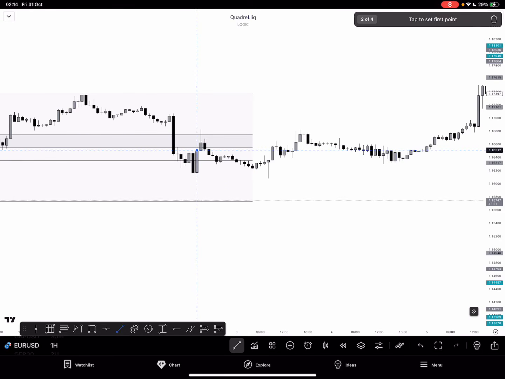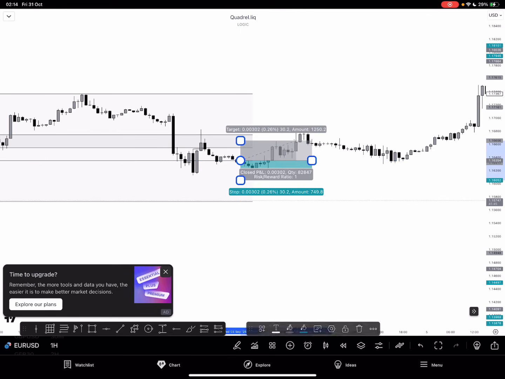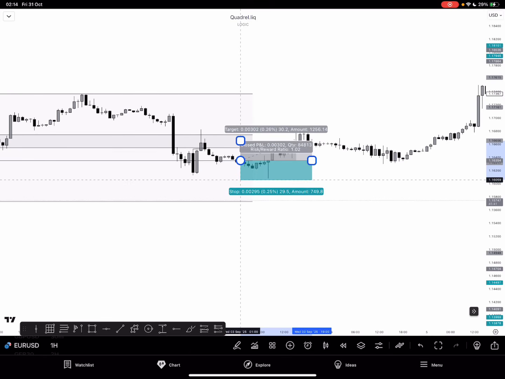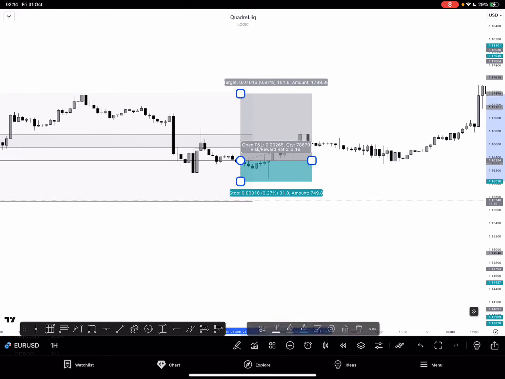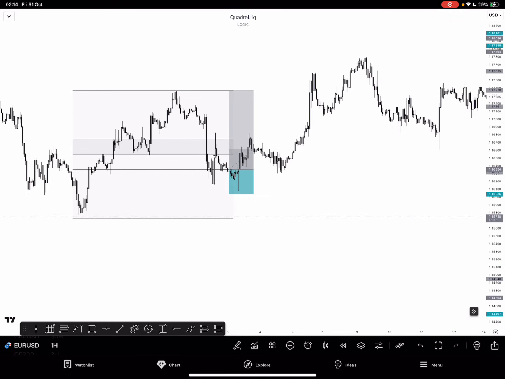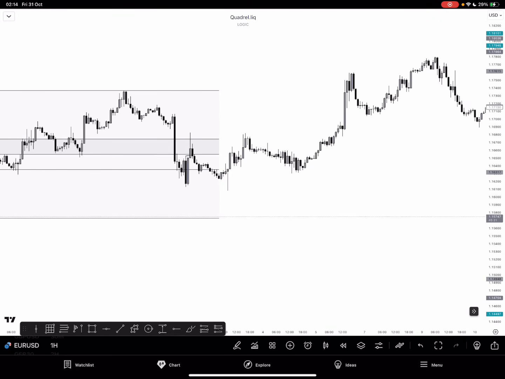So this is where we got the change of character. So on that same level, buying, your stop loss just below the low and take profit target. And if you know your stop loss is kind of too big for you, you can always wait for a new break. Swing low, swing high, the same thing.